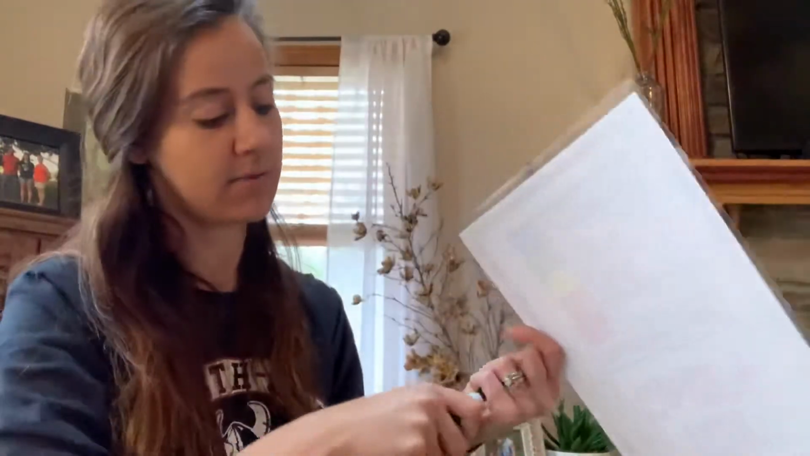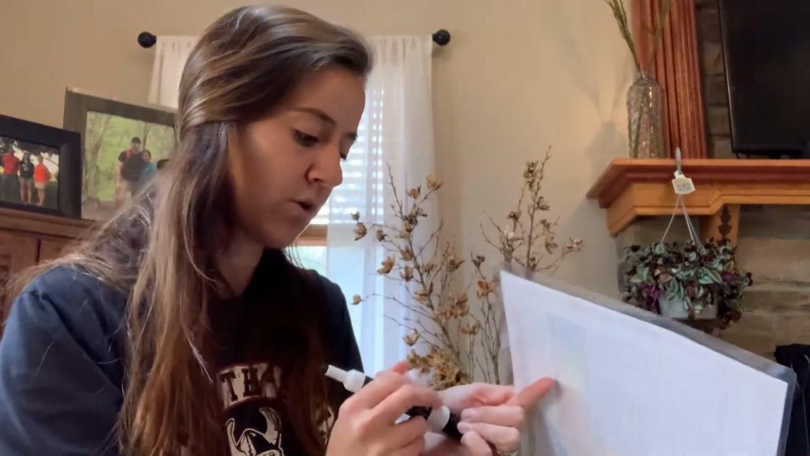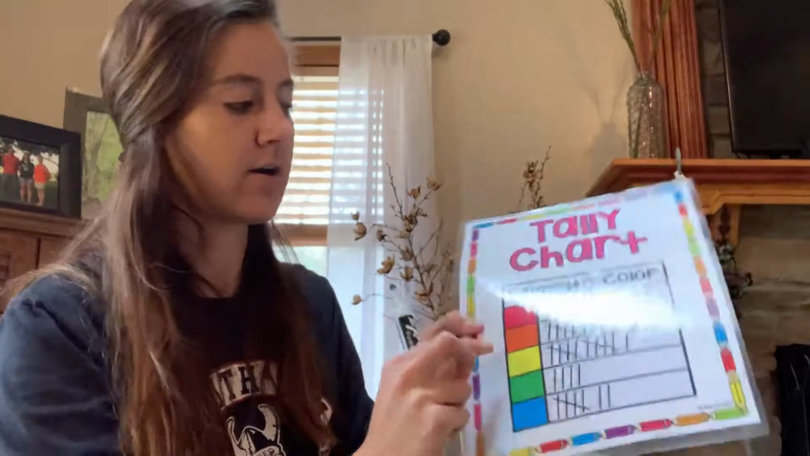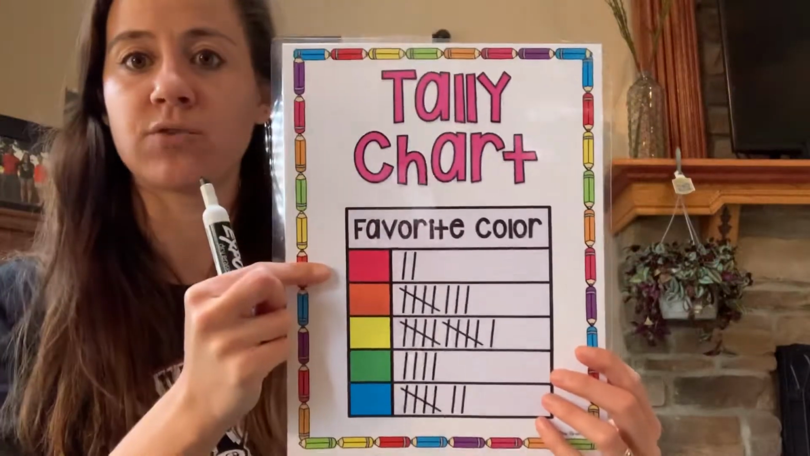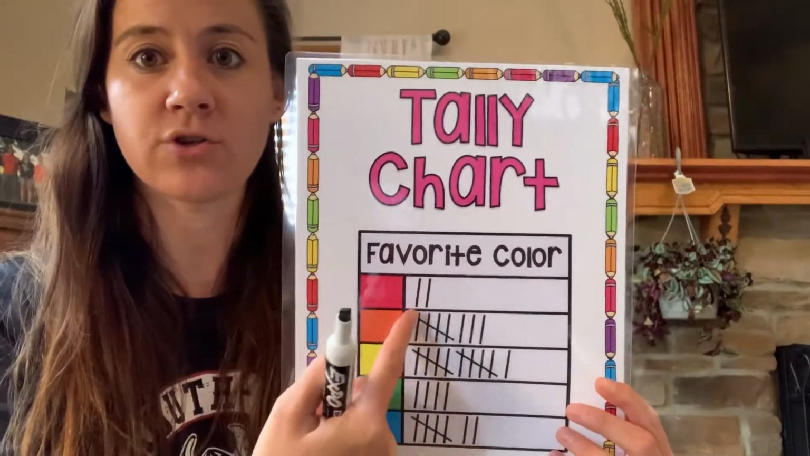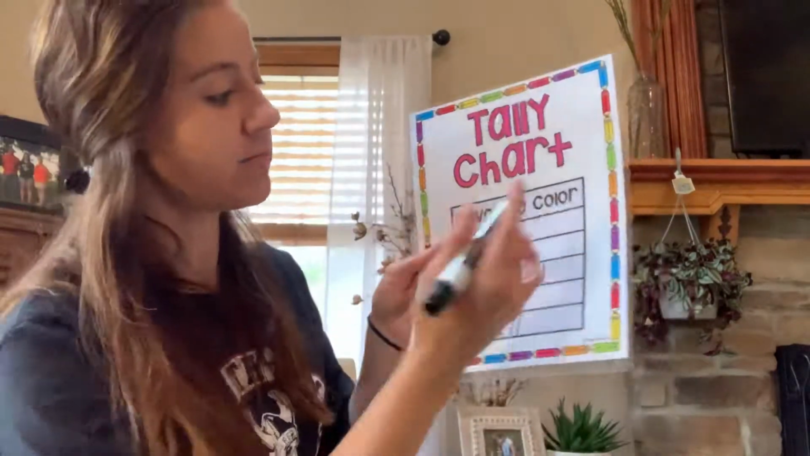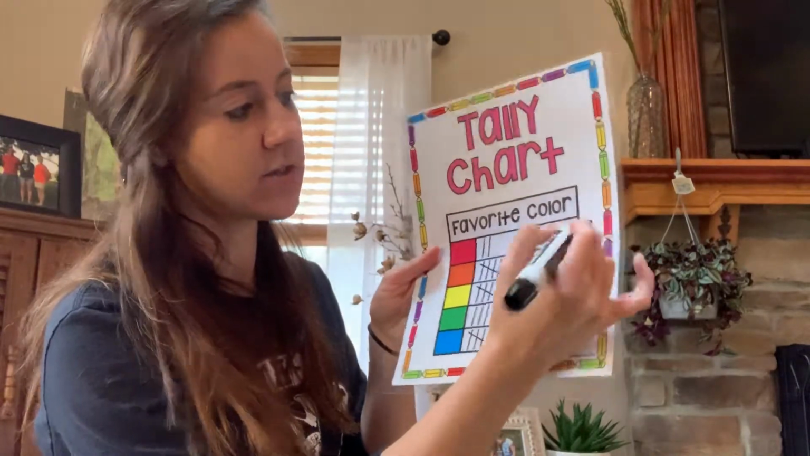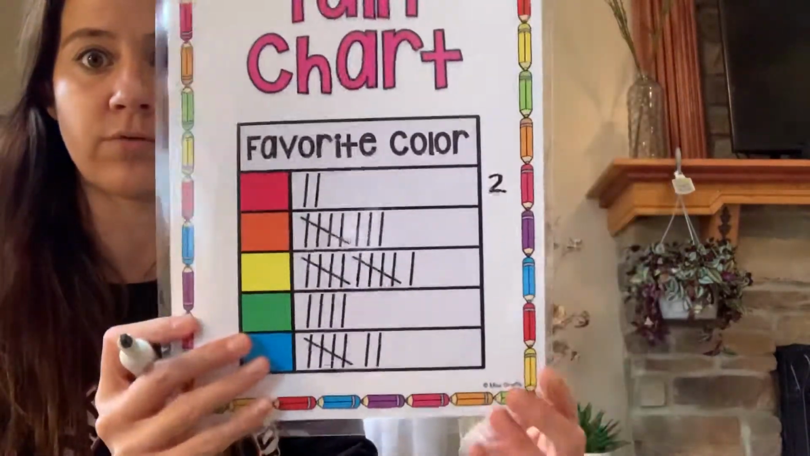Let's do it together, get a marker ready. We're going to look at the first color on our tally chart. So the first color is red, and we can see that red has 2 tallies. So over here, I'm just going to mark it with a 2. 2 people voted for red.